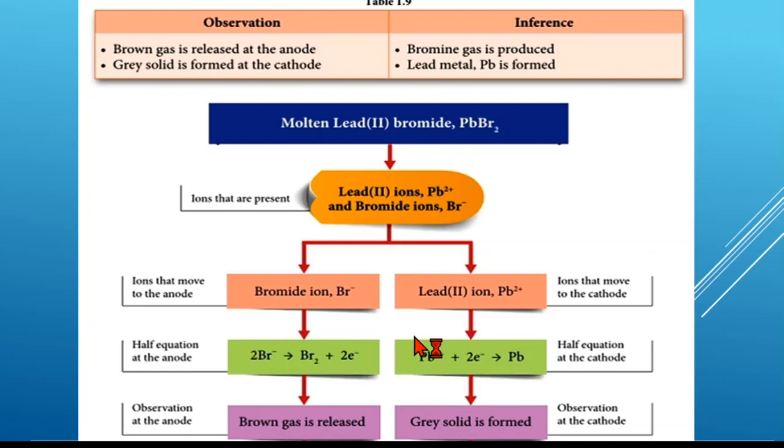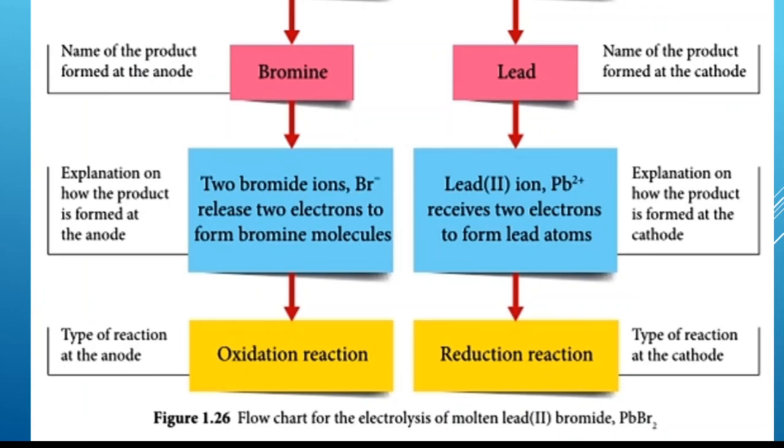Di cathode pula, yang pergi di cathode itu Pb2 plus. So the Pb2 plus dia akan ambil balik 2 elektron supaya dia jadi solid balik. So dia jadi gray solid here. So sebab itu di anode punya observation, brown gas is released iaitu bromine gas. Manakala di cathode, gray solid is formed iaitu lead lah. Lead solid or lead metal yang form di cathode. Alright? So, name of the product formed at the anode, bromine gas. Di cathode, lead adalah yang produk dia.